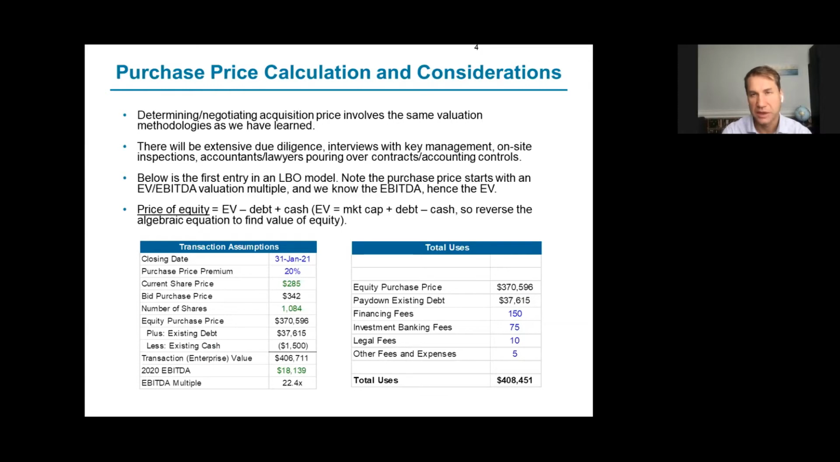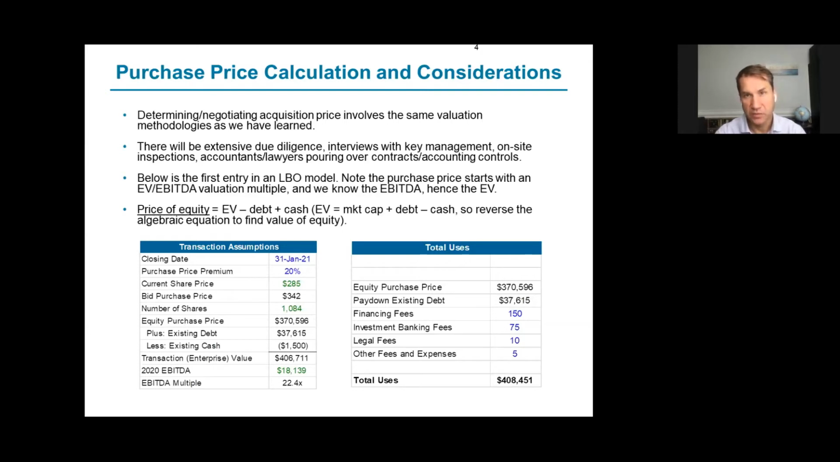If you were analyzing the deal, you would apply DCF, comparable company trading analysis, precedents. But at the end of the day, once you've decided on the purchase price, it's very easy to express it as a premium to the current share price. And that's what we'll use in our transaction assumptions. So let's say Home Depot will be bought at a 20% premium to its current share price, and we call that the bid purchase price.